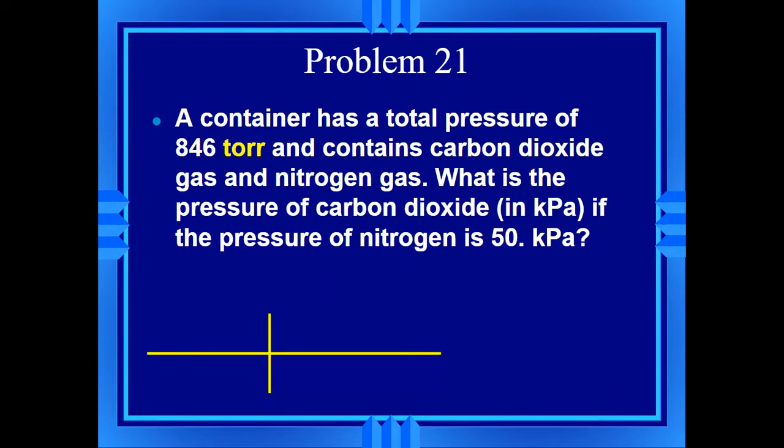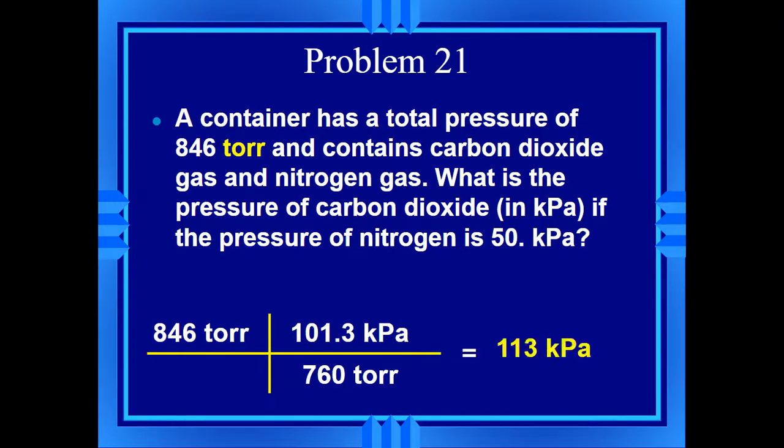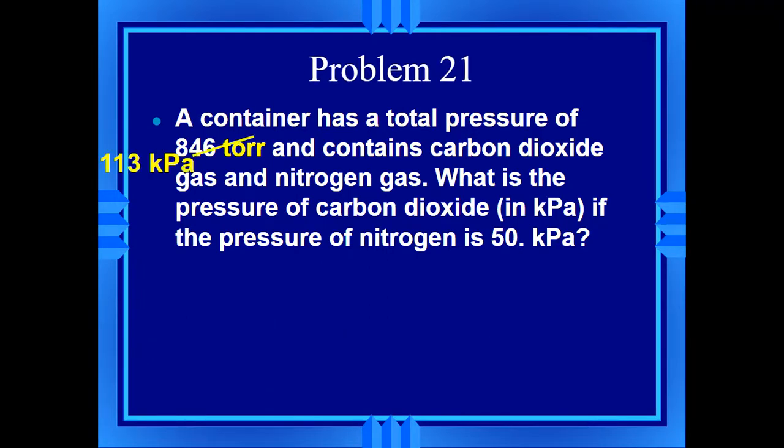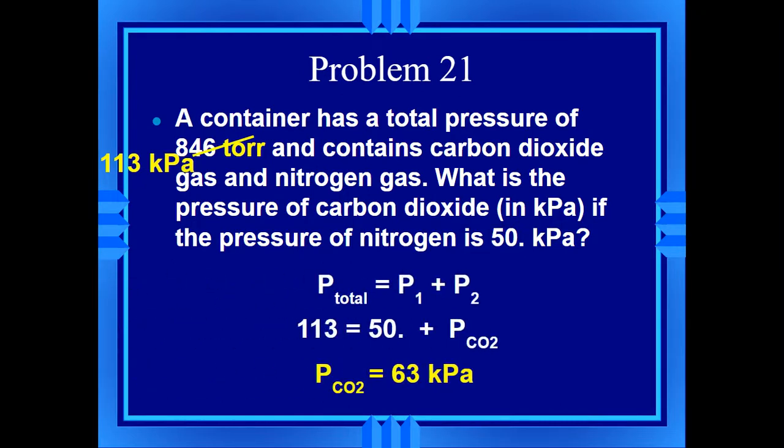A container has a total pressure of 846 torr and contains carbon dioxide gas and nitrogen gas. What is the pressure of carbon dioxide in kilopascals if the pressure of nitrogen is 50 kilopascals? Go ahead and take a second to work this out, because first you have to convert 846 torr. Pause the video here and work it out. So your pressure of carbon dioxide is 63 kilopascals.